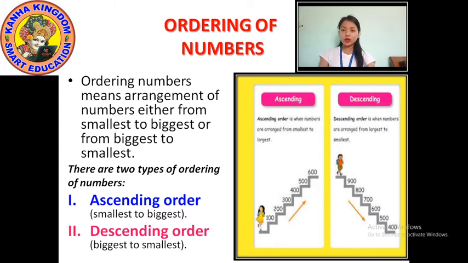See, ordering of number means arrangement of number either from smallest to biggest or biggest to smallest. And there are two types of ordering of number. Number one is ascending order, that means smallest to biggest. And the second one is descending order, when the number are arranged from biggest to smallest.